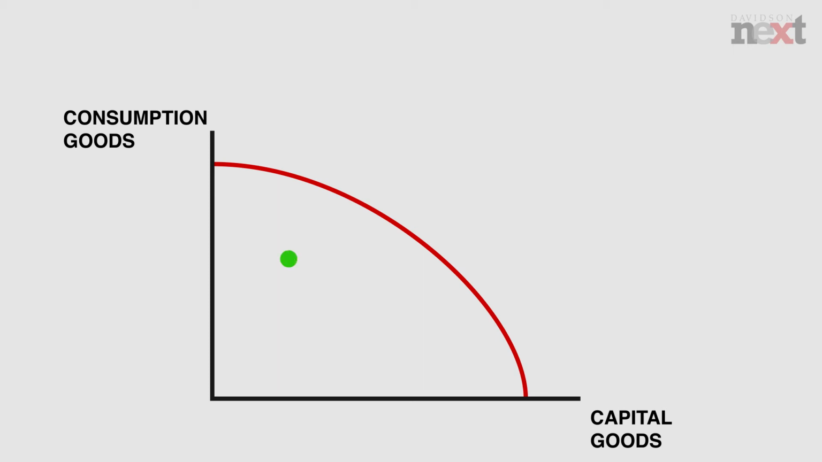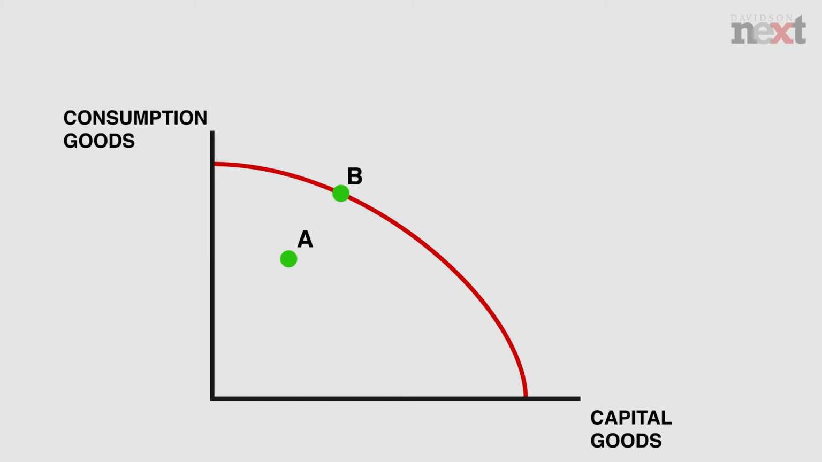So if we start at a point like A, where our resources are not being used efficiently, we've got underutilized resources, underutilized capital, and unemployed labor. We're in a recession in terms of the macroeconomy. Now, we can move from point A by putting some of those resources back to work. And as we do so, we're going to move out to another point on the PPF like point B.